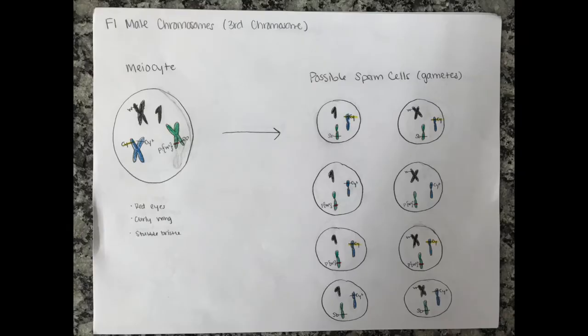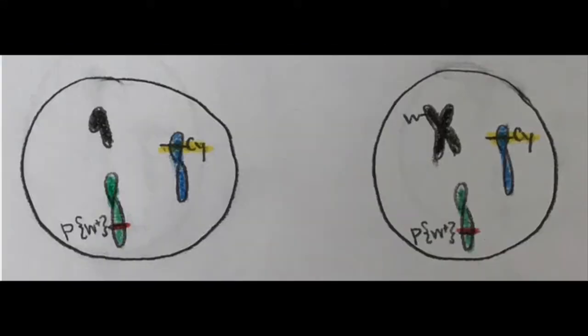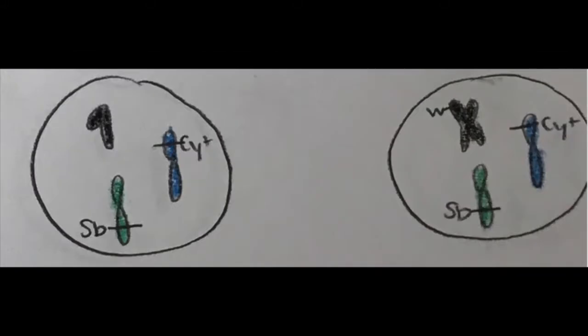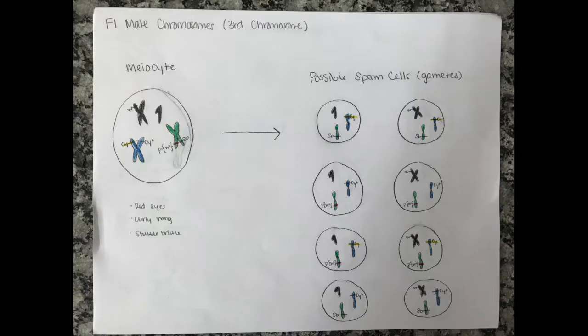The 4 cells that have the X chromosome will either have curly wing and stubble bristle, curly wing and the transgene, wild-type wing and stubble bristle, or wild-type wing and the transgene. These pairings of alleles also apply to the 4 cells that have the Y chromosome.